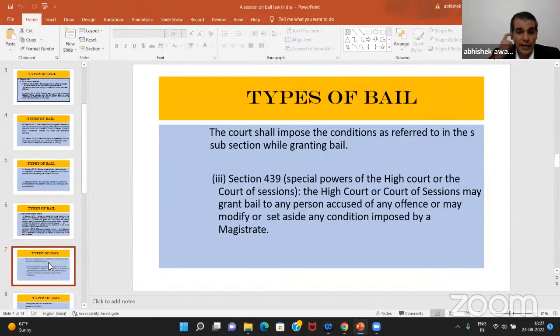Then comes 439, a very important section. These are the special powers given to the High Courts or Courts of Sessions to grant bail.